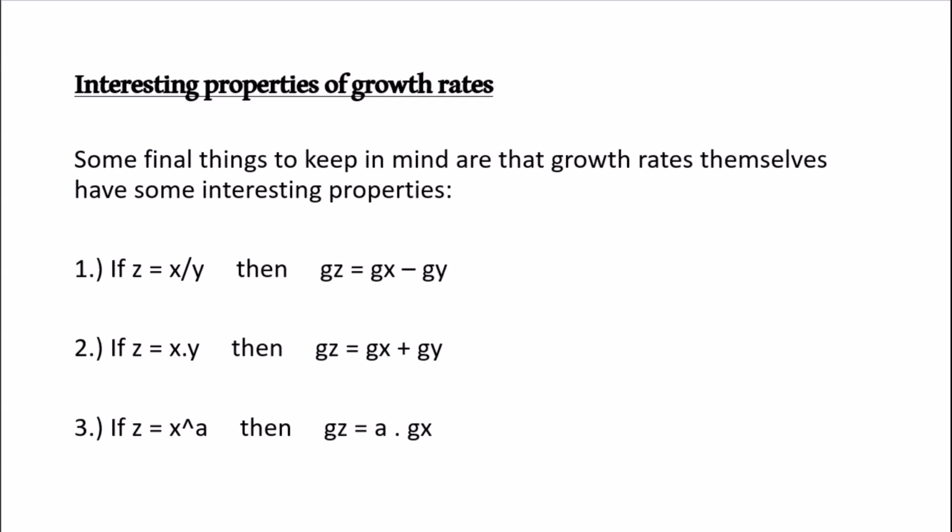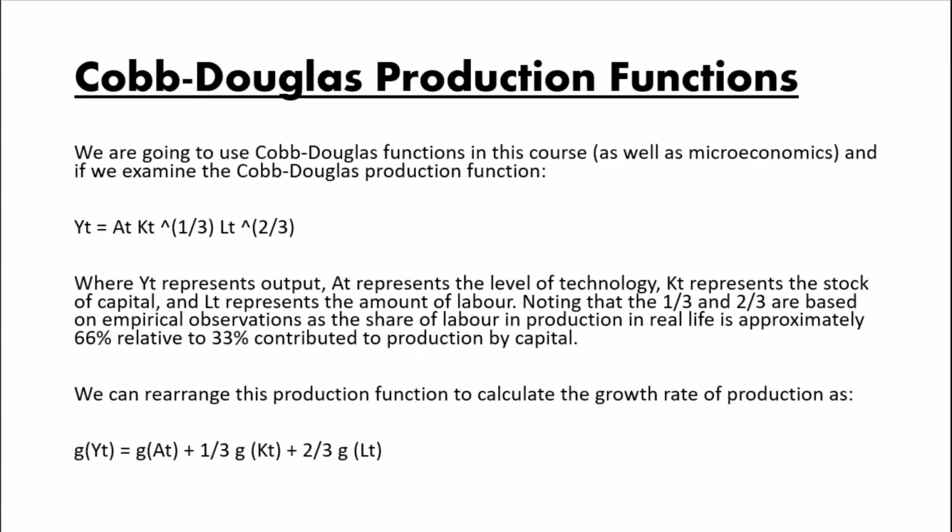So, some final things to keep in mind are some important properties of growth rates. There's stuff that you can just know. I'm not going to say everything, you just take a look at it. It basically just means, let's say the growth rate at z is going to equal the growth rate at x minus the growth rate of y, if the variable is x over y. It's fairly self-explanatory. I would go over it, but we're running quite long on time, so it's a lot of maths in this one.